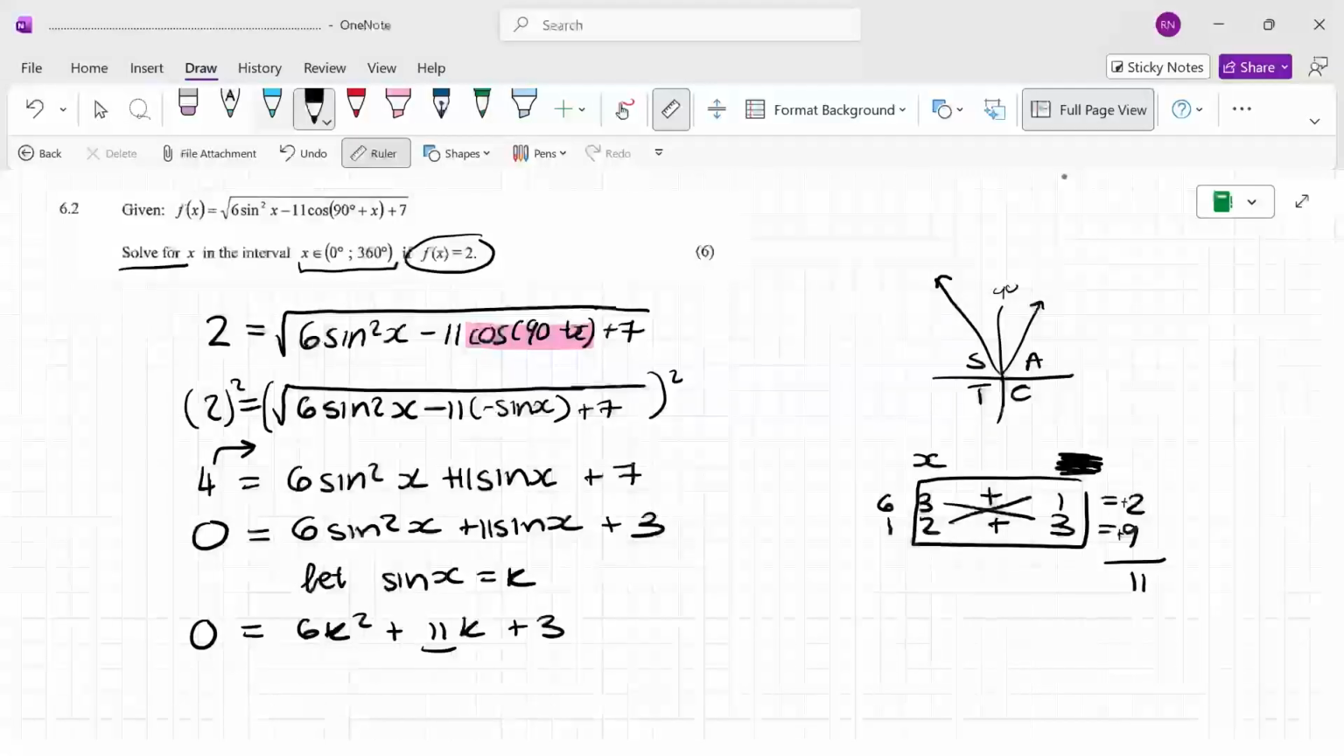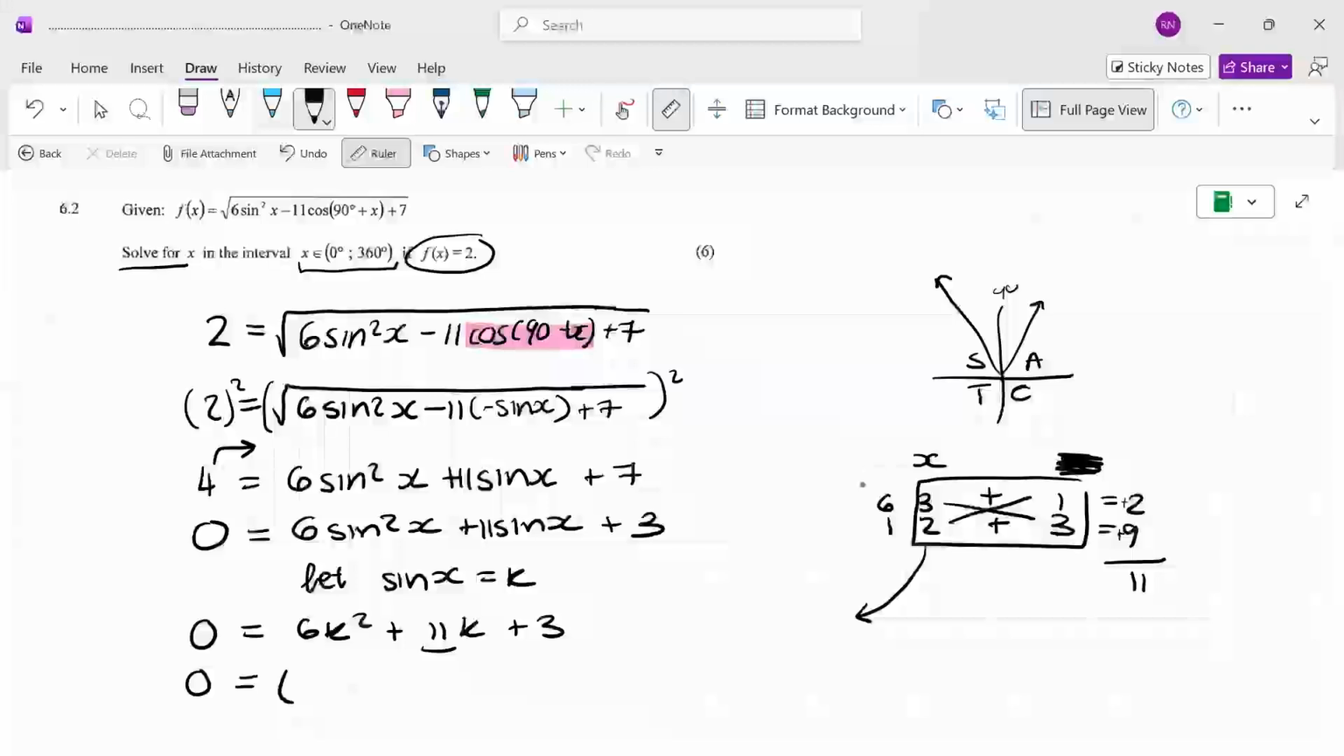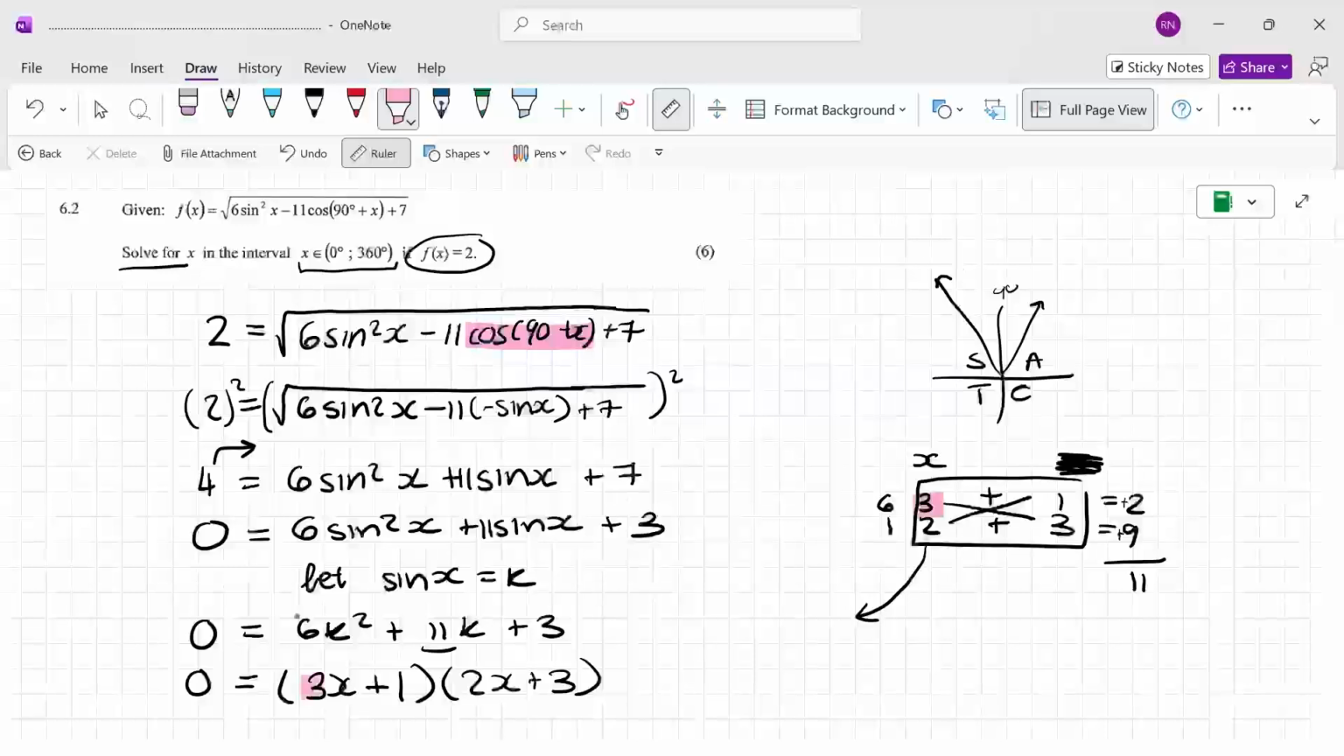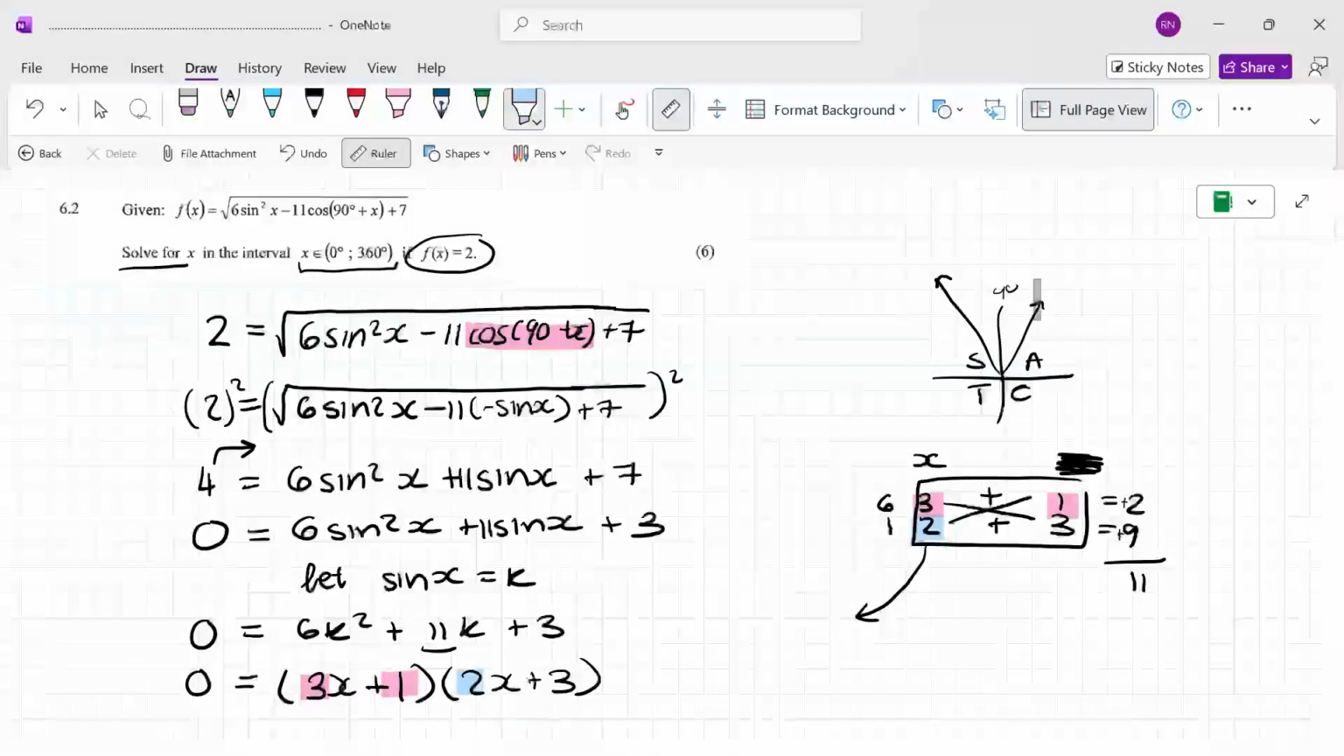That's the constant. So my two brackets are going to be, from here, I'm going to write as 3x plus 1. And the other one is going to be 2x plus 3. So I said 3x plus 1 and 2x plus 3.